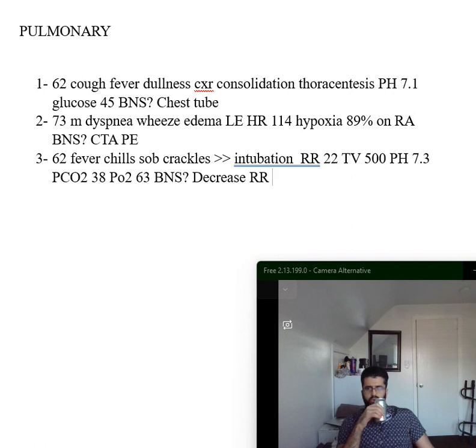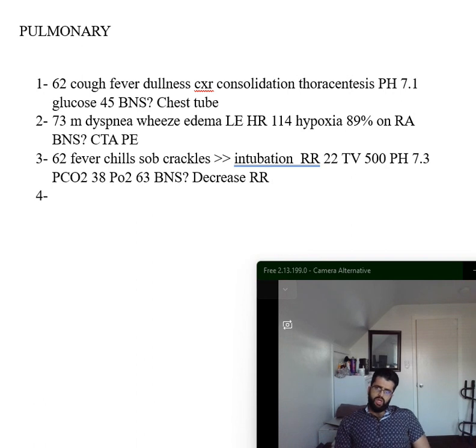Vent setting is very important. Even if you want to work in rural hospitals or so, you need to know vent setting. So either decreasing respiratory rate or tidal volume in this case.